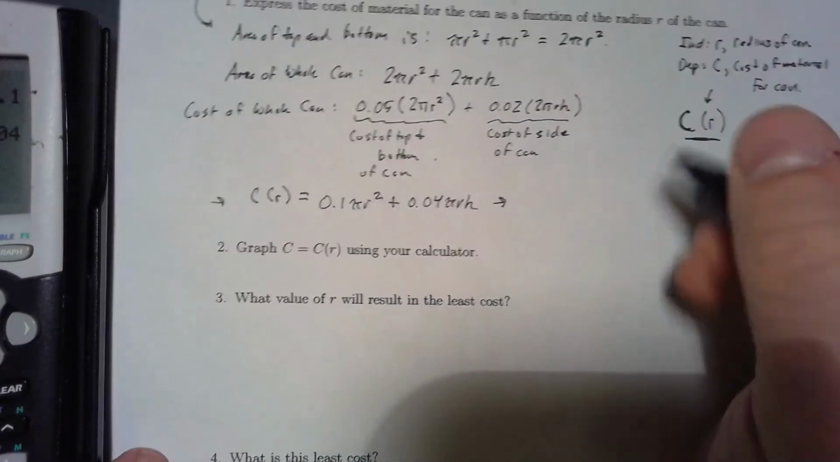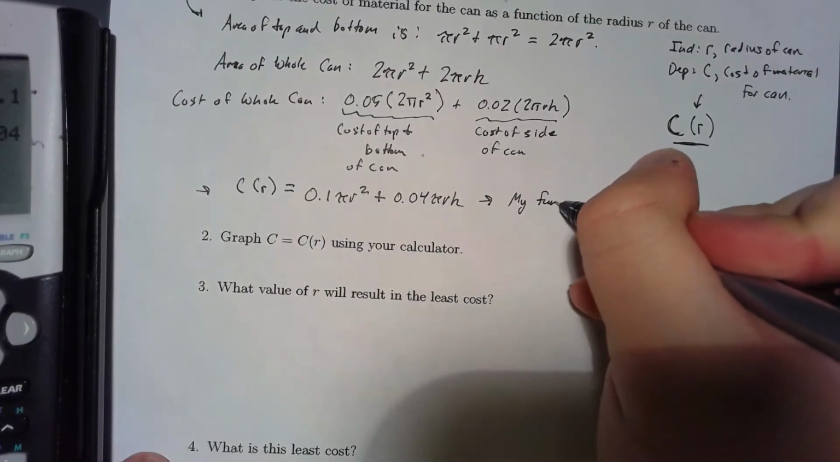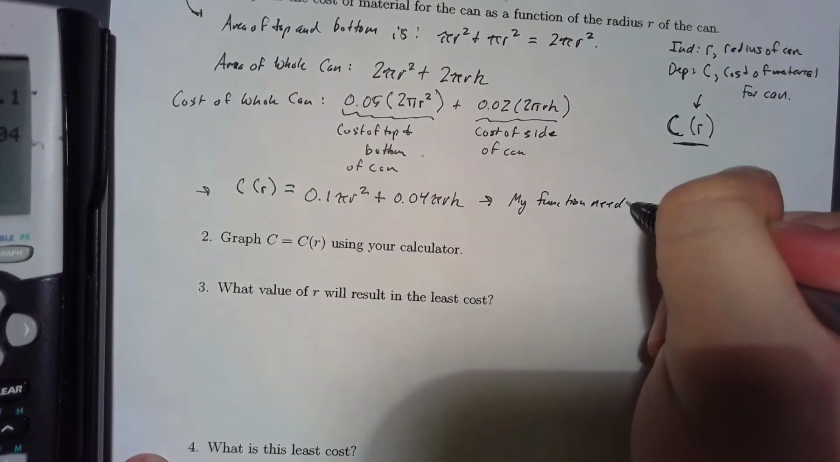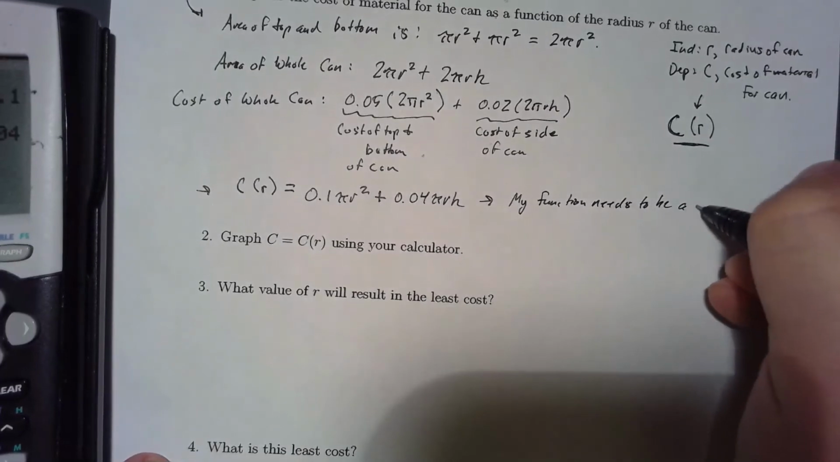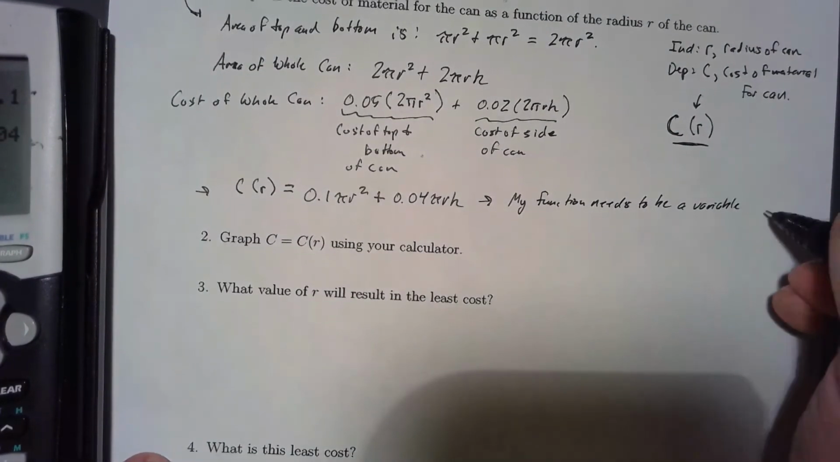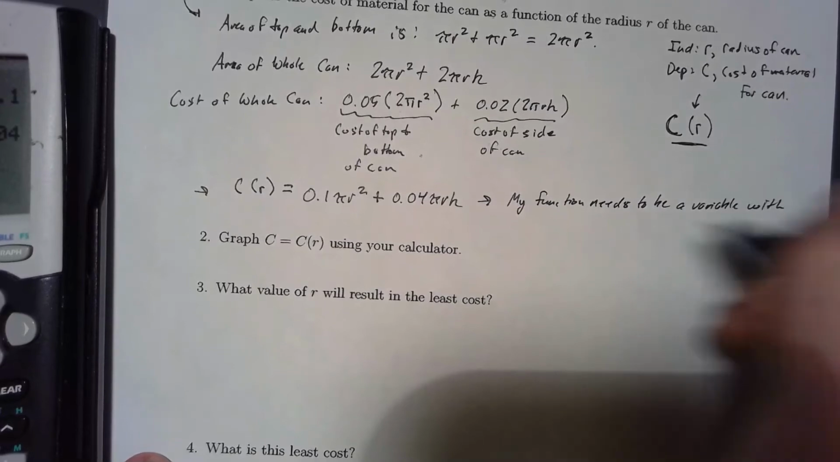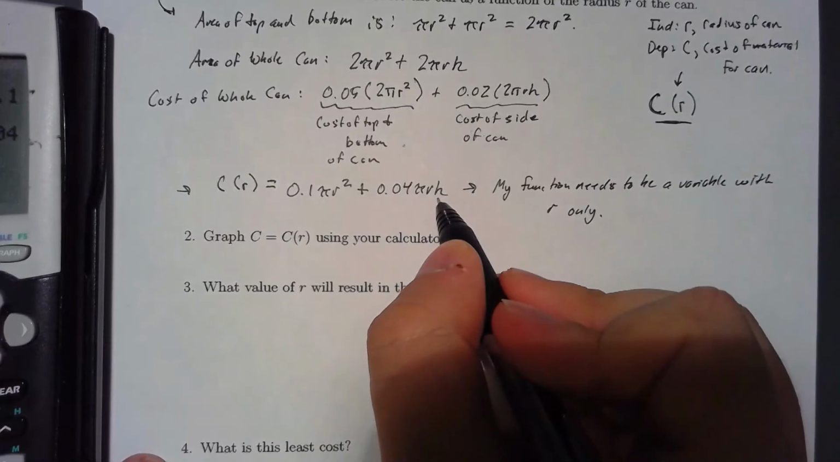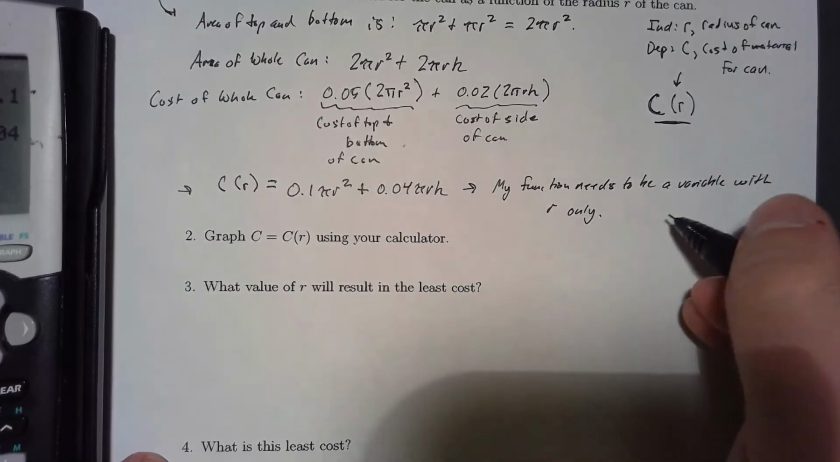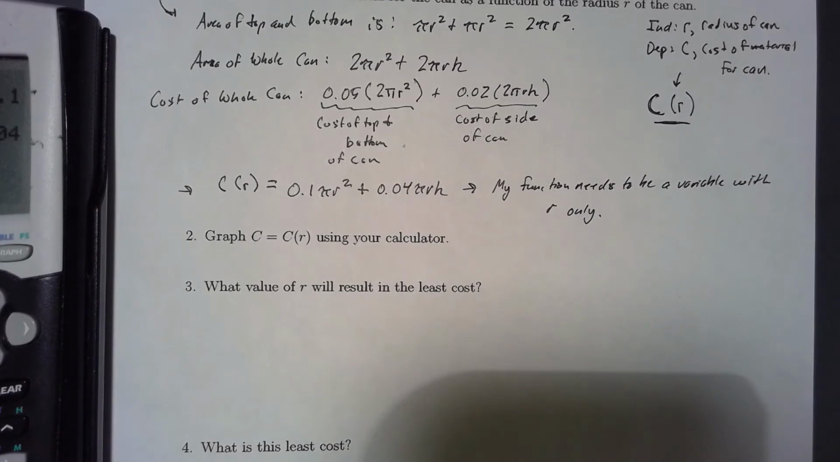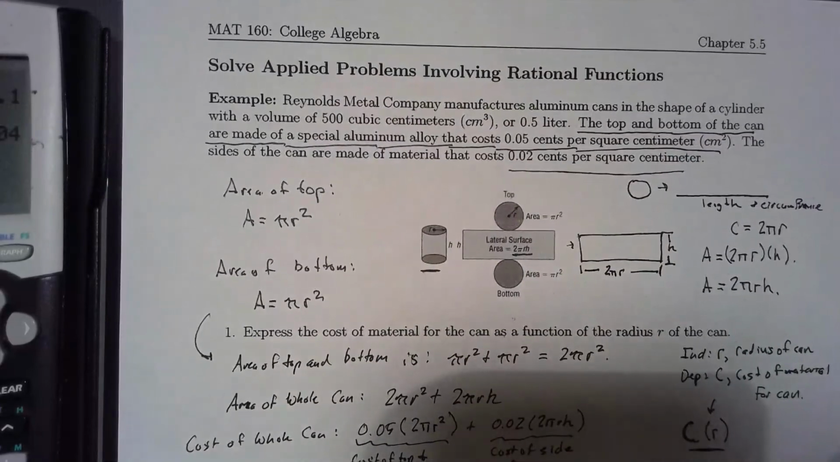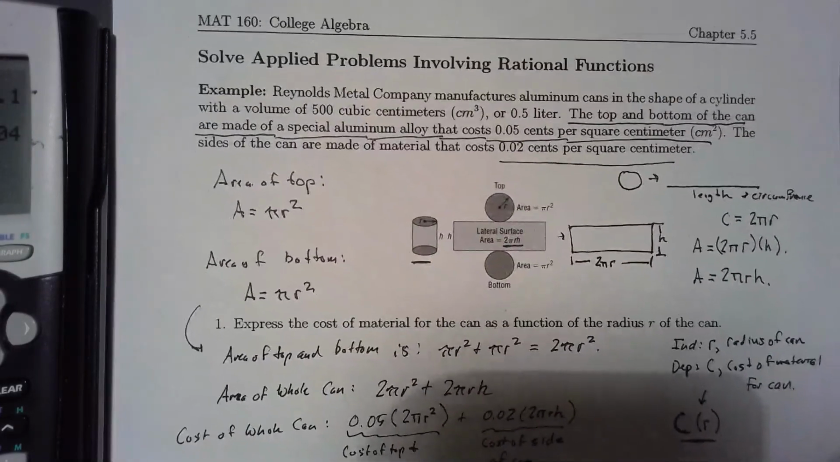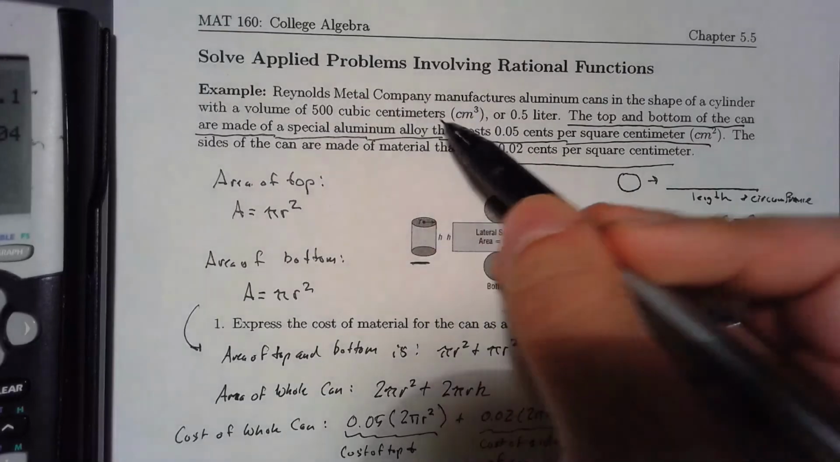So my function needs to be a function with r only. Right now I have r and h in there. So I have to get rid of the h. I have to replace h with an equation in terms of r. So how do I do that? Well, there's one more piece of information I could use about this problem, and it has to do with another formula.